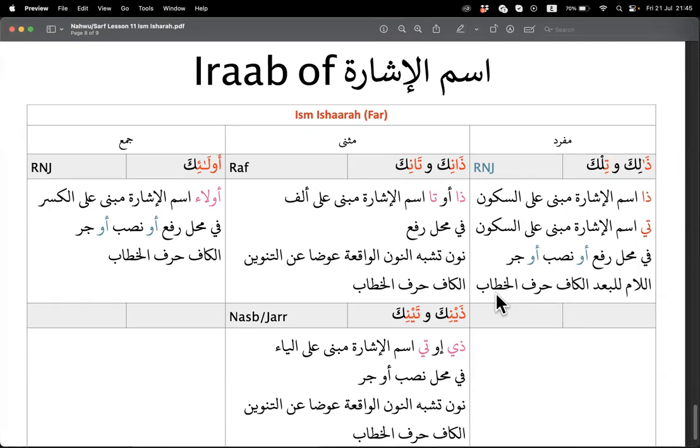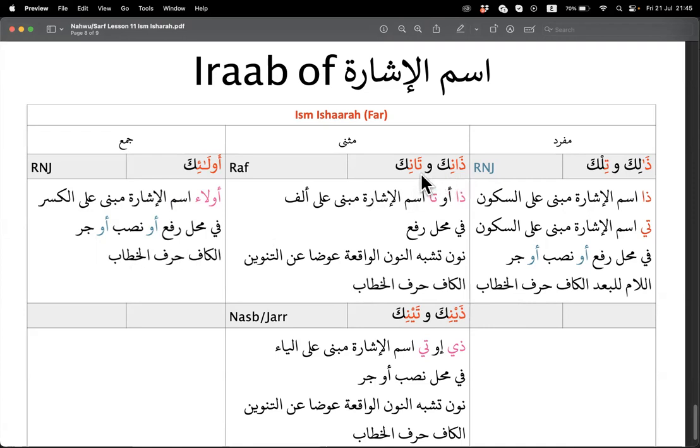Okay. And then our plural, ulaika, is the same. Ulai from just now, right? So ulai is our ism isyarah. It's mabni ala kasr. And it's fi mahali rafa or nasab or jar. And then the kaf again is our harf khitab. Okay. For the dual, same thing.